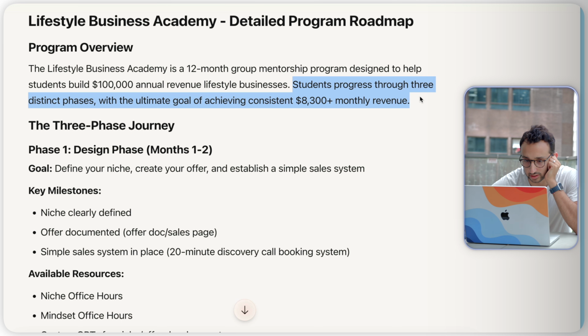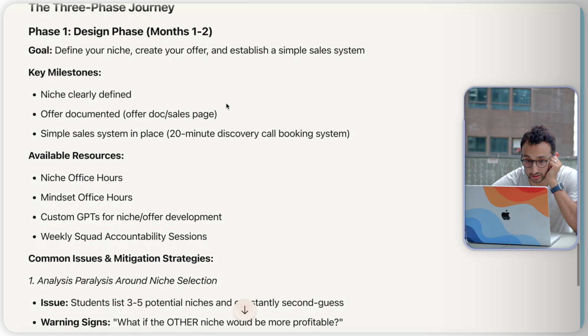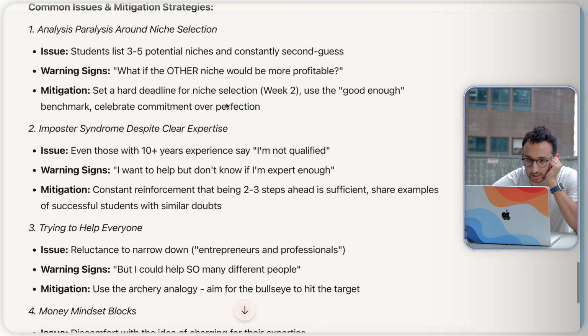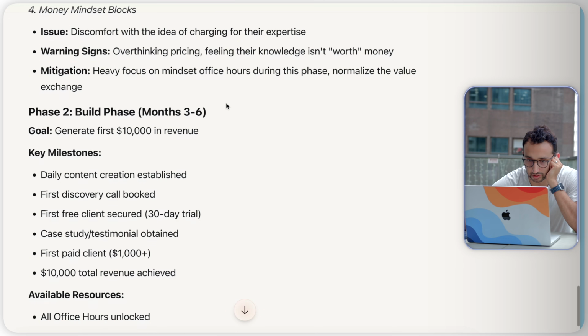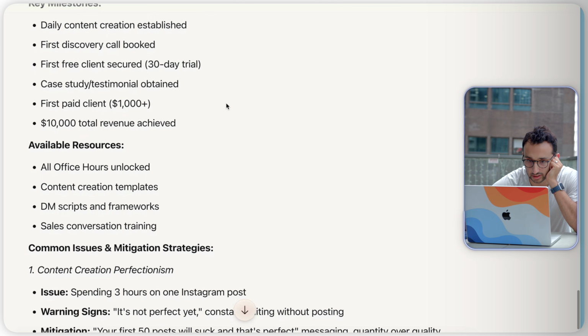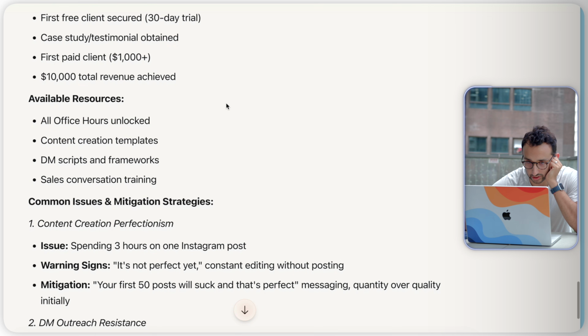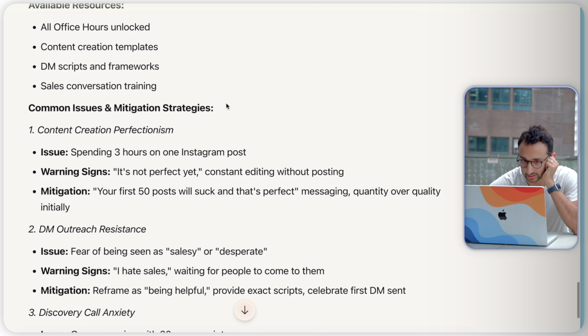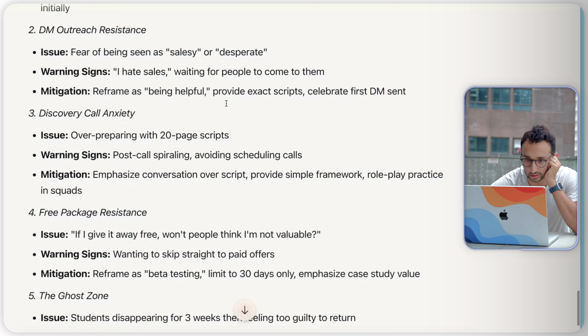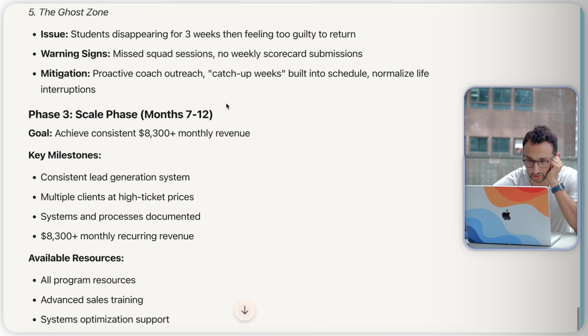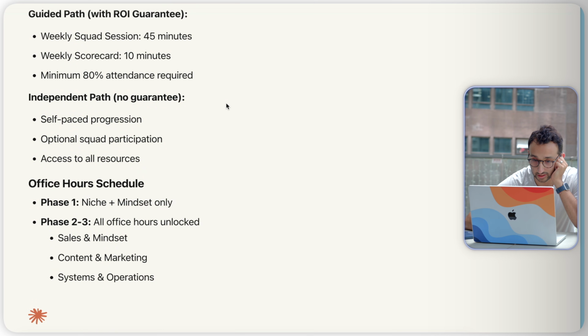Students progress through 3 distinct phases with the ultimate goal of achieving consistent 8,300 a month. Yeah, exactly. Divine stage. Yep. Analysis paralysis, imposter syndrome, trying to help everyone, money mindset blocks. Yep. Build phase. Daily content creation, discovery call, clients, testimonials, paid clients, etc. DM outreach resistance, yep. The ghost zone, I like it. Yeah, all of this is very good.